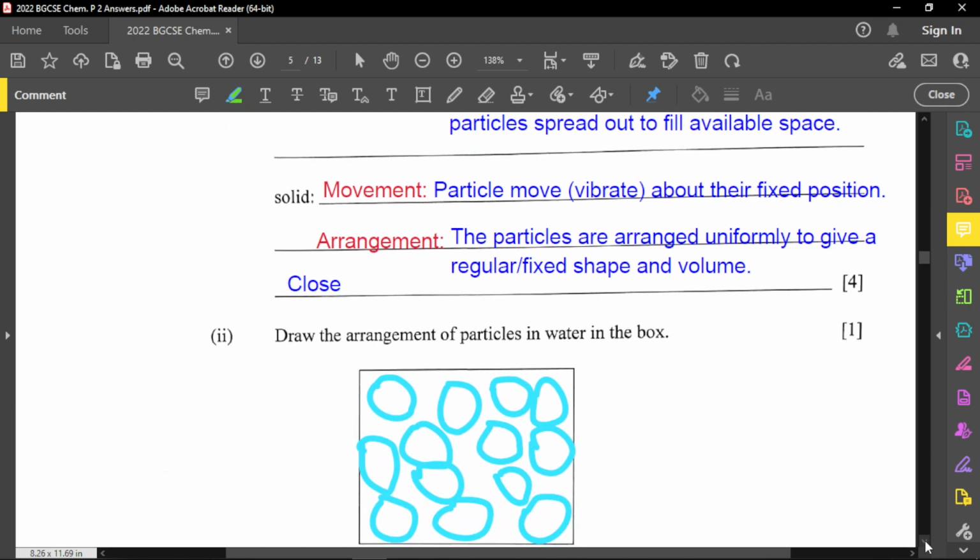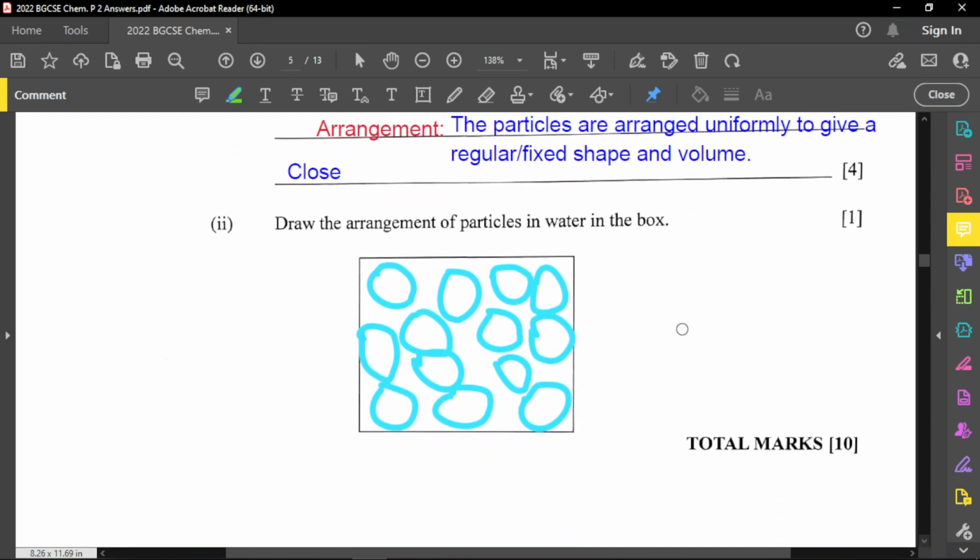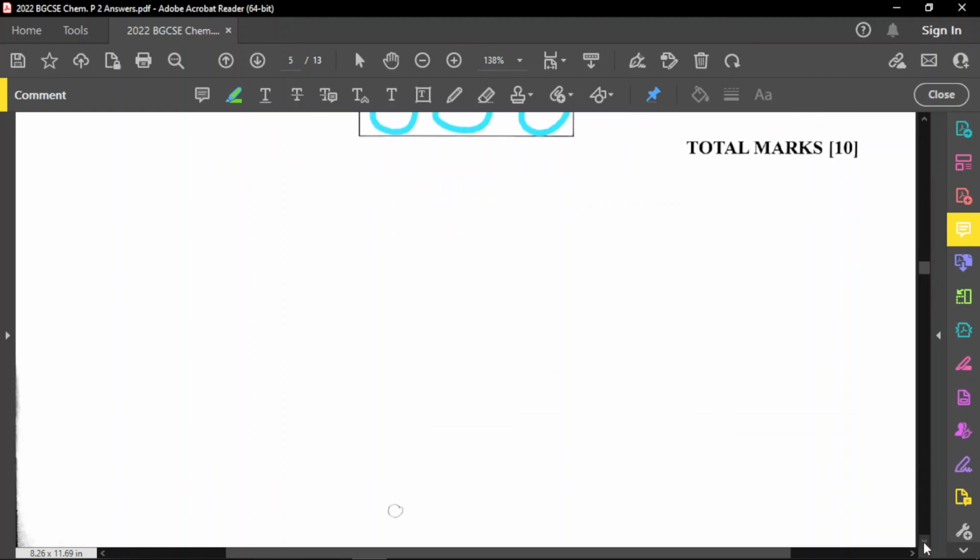All right, so part 2 is to draw the arrangement of particles in water in the box. And so you're drawing typically for any given liquid. And so the particles are relatively close, but not extremely close, and they're not also far apart. So you're kind of in between. And so the particles are relatively close and can slide over each other. All right, so that question is out of the way now.